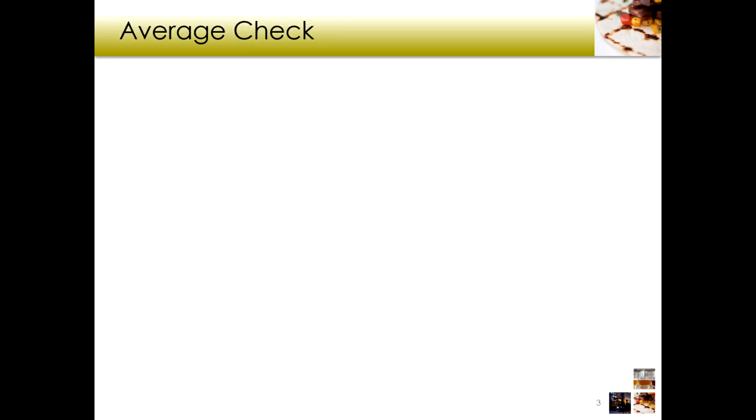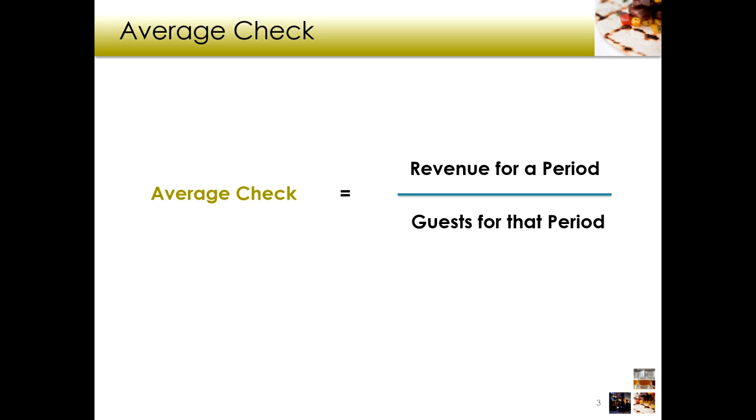So to calculate average check, we simply take the revenue for a period and then we divide by the number of guests for that period. So a couple of caveats here. I generally, in my experience, like to calculate average check based on meal period. So I wouldn't just take how many people came into a restaurant all day and apply that to the revenue we got for all day, right?